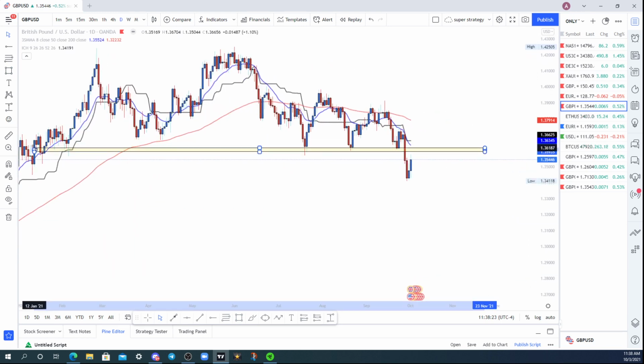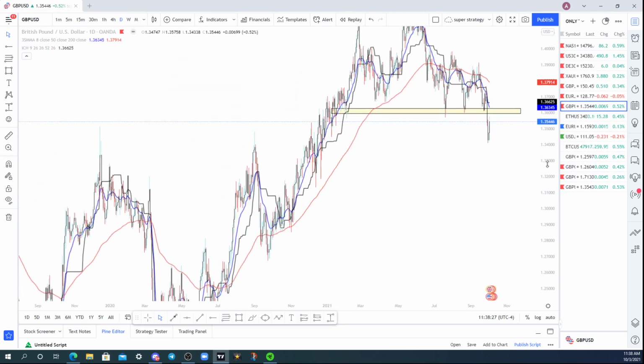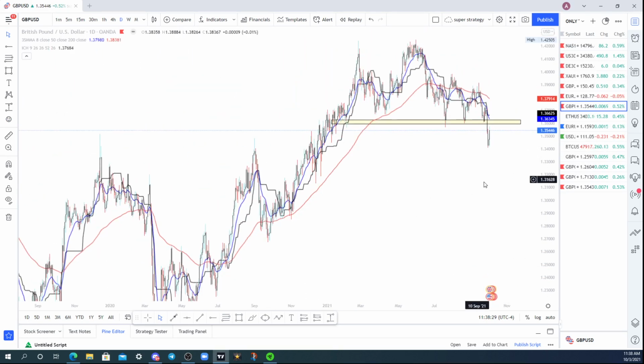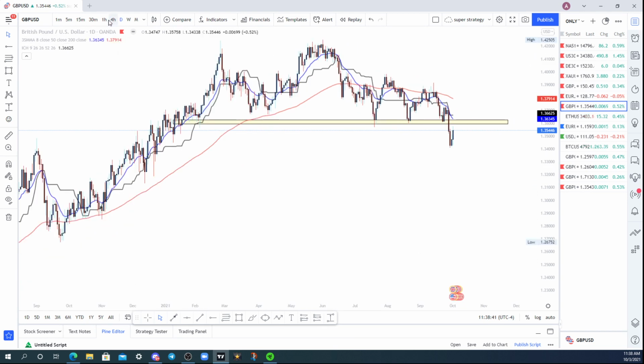no, we couldn't respect it. We broke, so now I am bearish as fuck on GBP USD, especially with all the fundamentals that the US dollar is coming out with. I'm extremely bullish on the dollar, so pretty bearish on gold. So let's see.